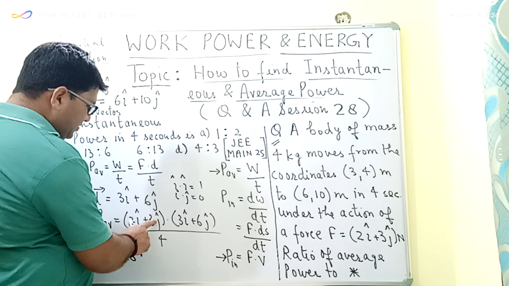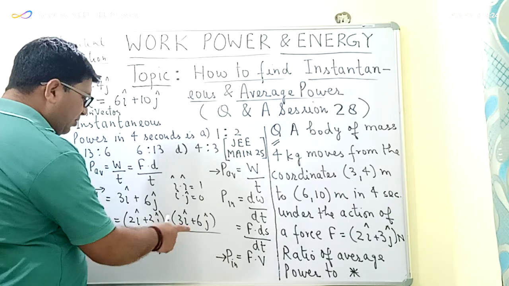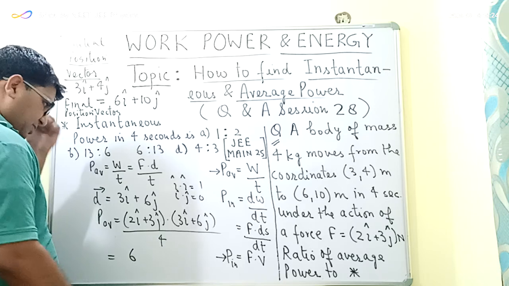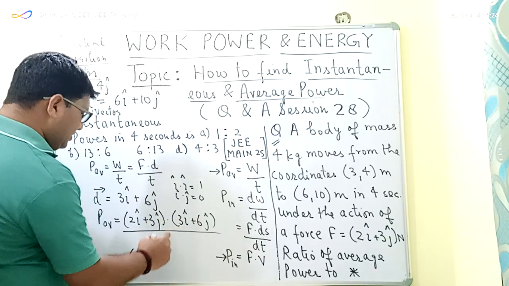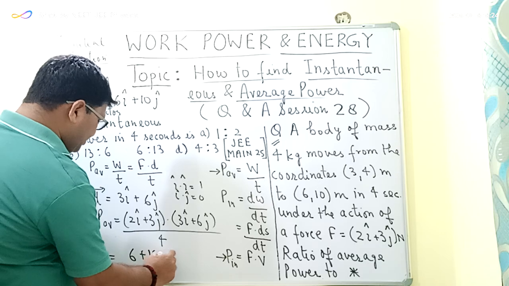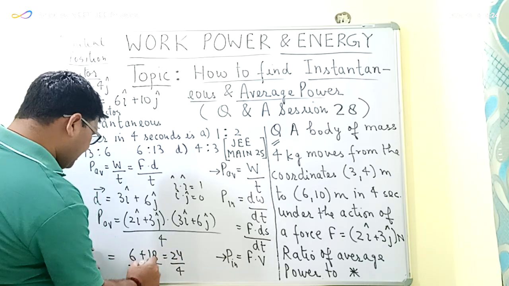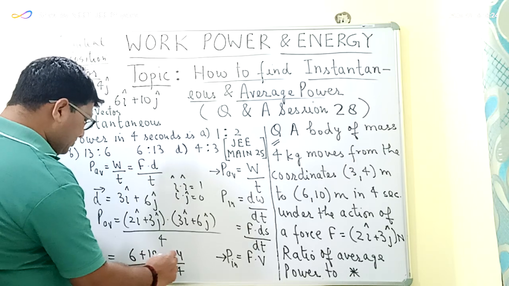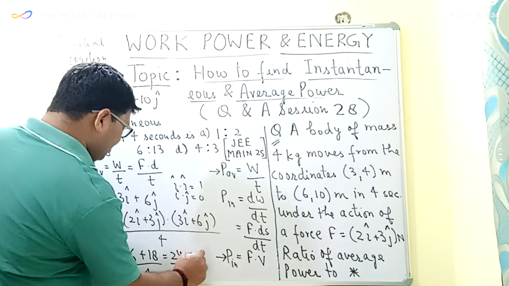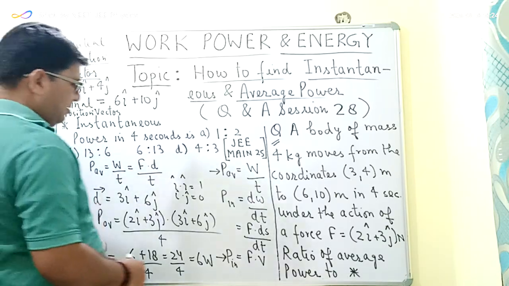The multiplication of this 3j cap dot 3i cap will also be equal to 0, because j cap dot i cap is equal to 0, plus 3 into 3 is 18, 3 into 6, plus j cap dot j cap is equal to 1. So this is equal to 24 divided by 4. This is equal to 6 plus 18 by 4, this is equal to 24 by 4, and this is equal to 6 watt. So the average power is equal to 6 watt.